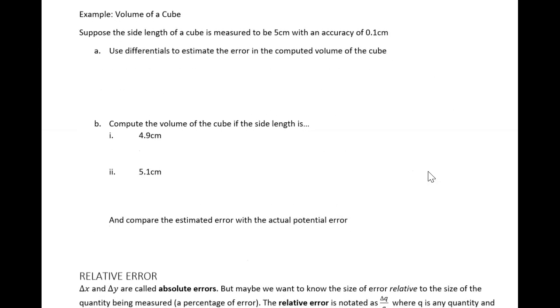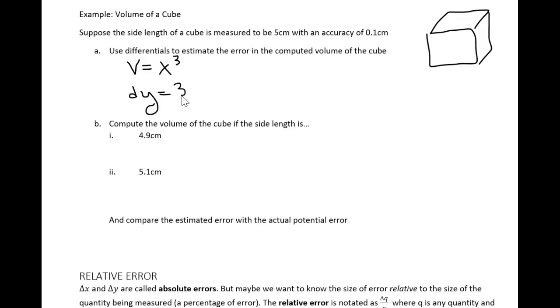Let's take a look at an example. Suppose the side length of a cube is measured to be 5 centimeters with an accuracy of 0.1 centimeters. Use differentials to estimate the error in the computed volume of the cube. Well, volume of a cube is x cubed. So if we are approximating the error, we're going to take that derivative, plug in our given side, and then your accuracy in your measurement is your dx, just so you know, because that's the amount of measurement error you're inviting.